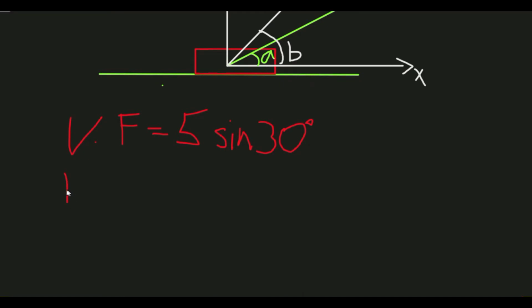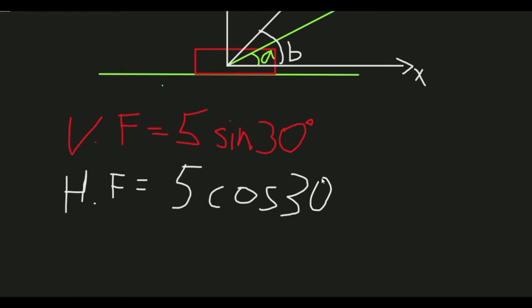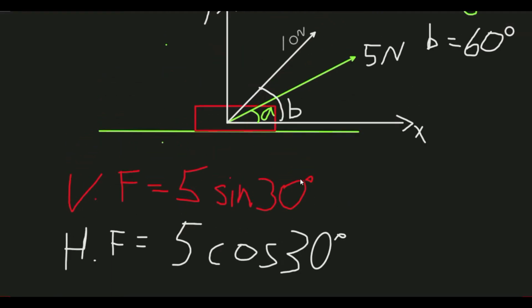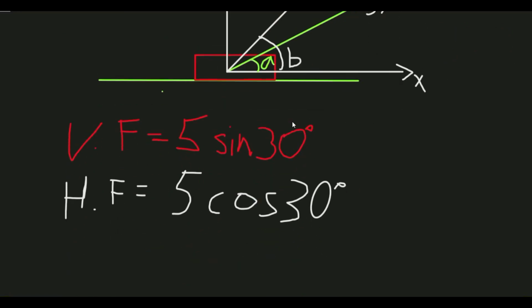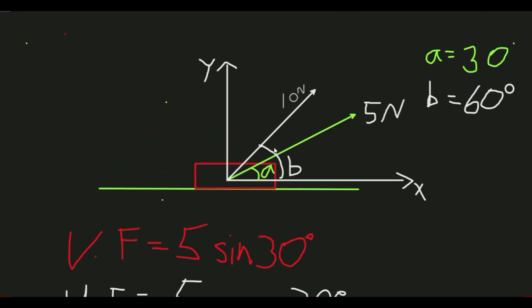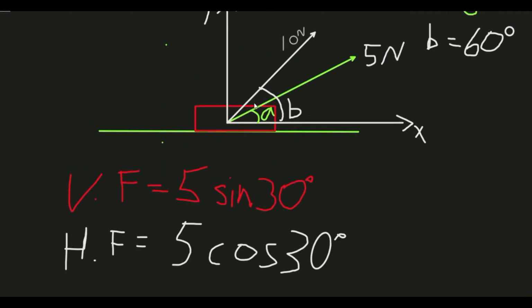So we'll write that, let's use a different color. For the horizontal force we will say it is 5 cos 30 degrees. Now here we are completely ignoring the 10 Newton, for our better understanding. Alright, so the vertical force for the 5 Newton is this one here, and the horizontal force for the 5 Newton is this one.